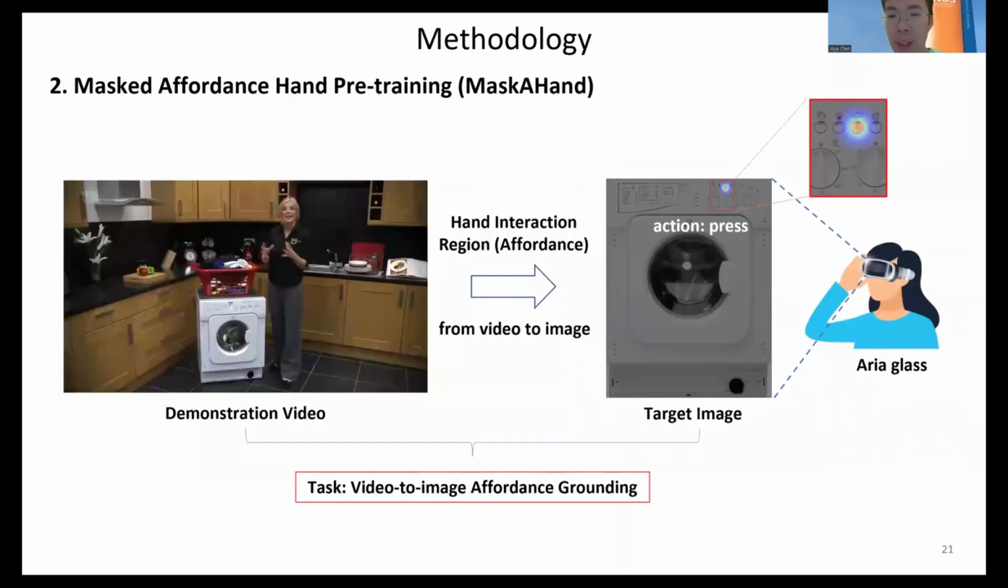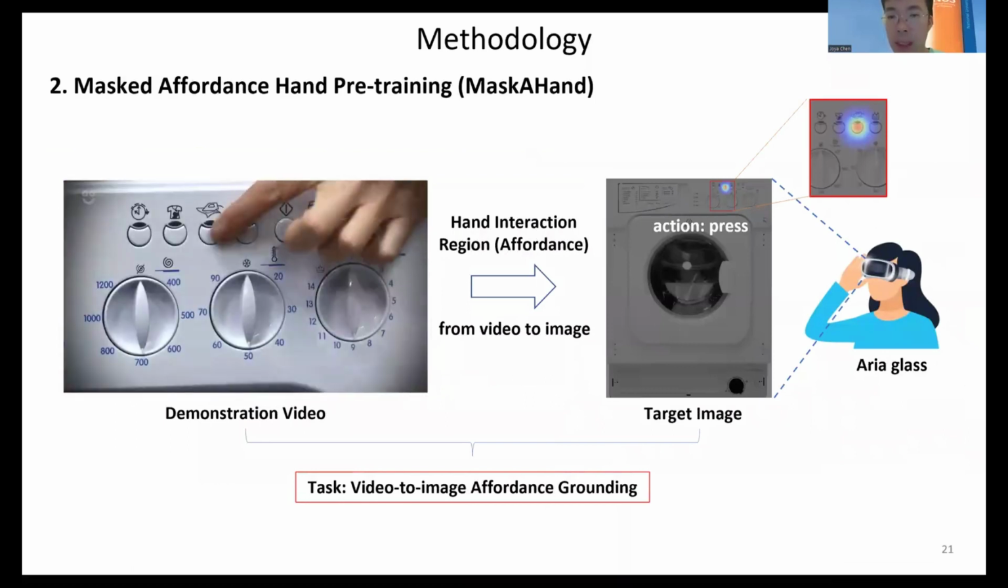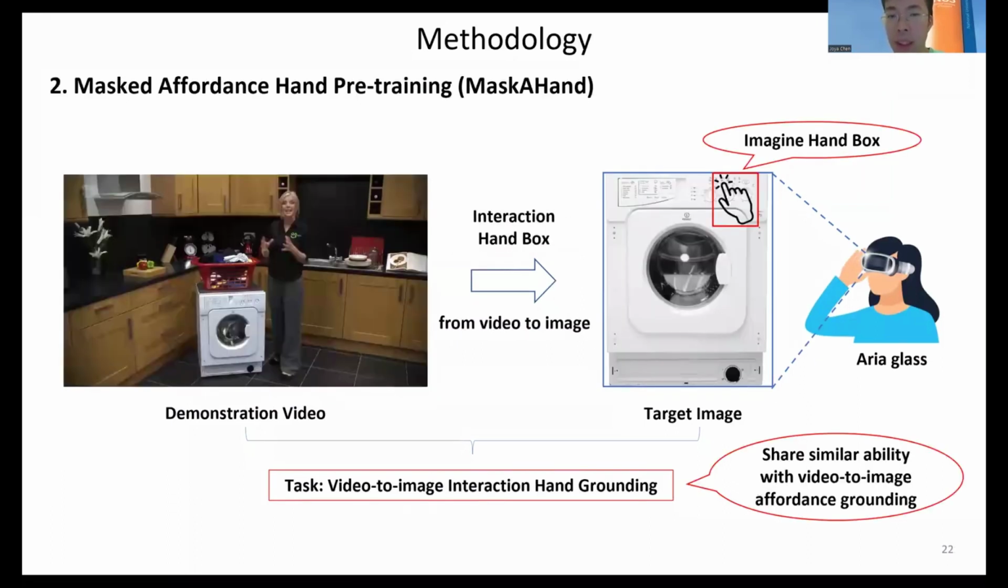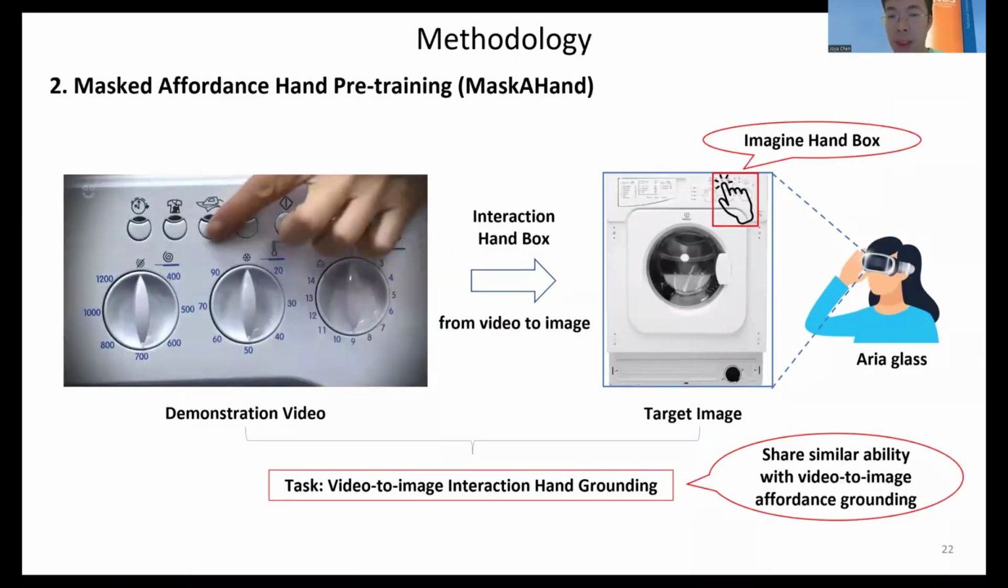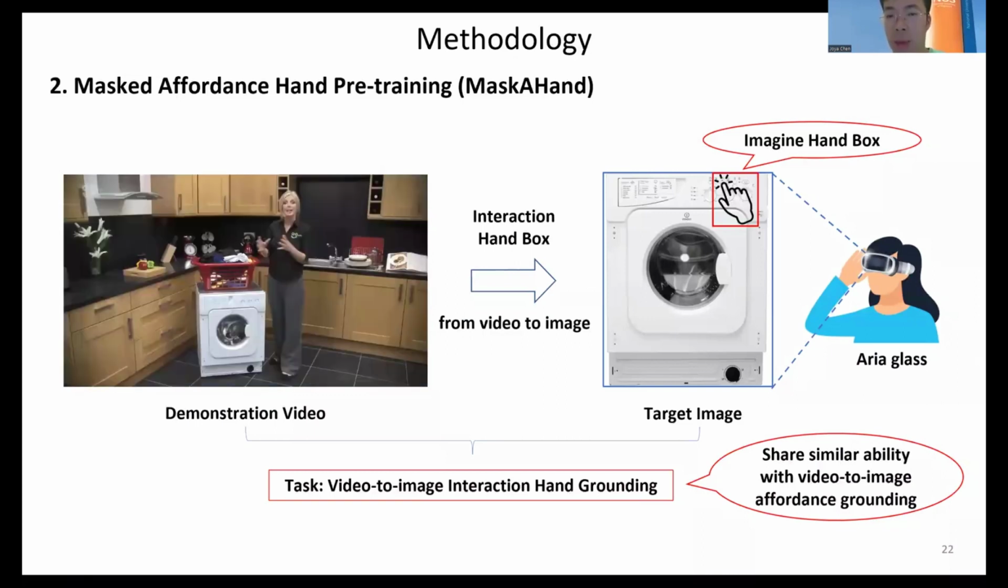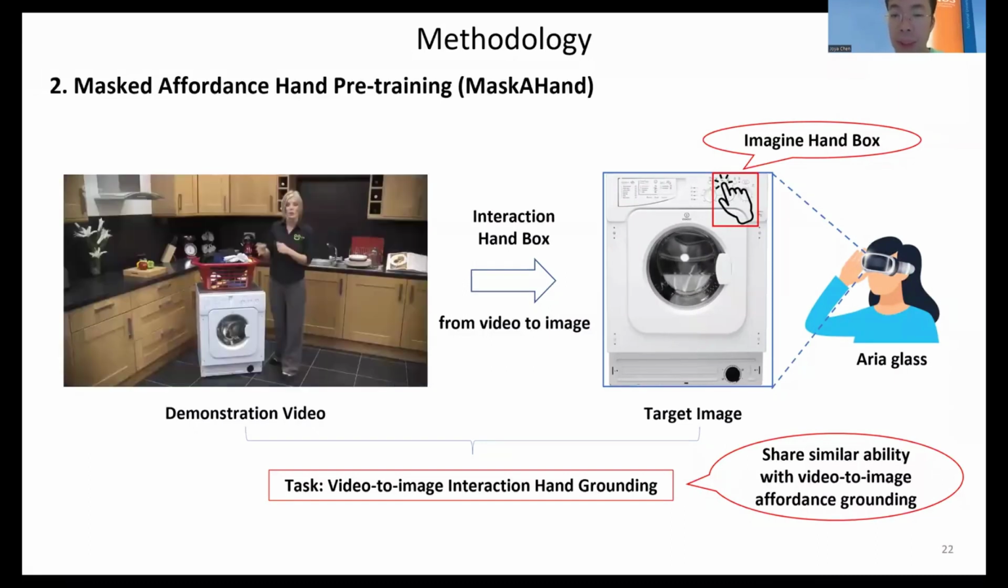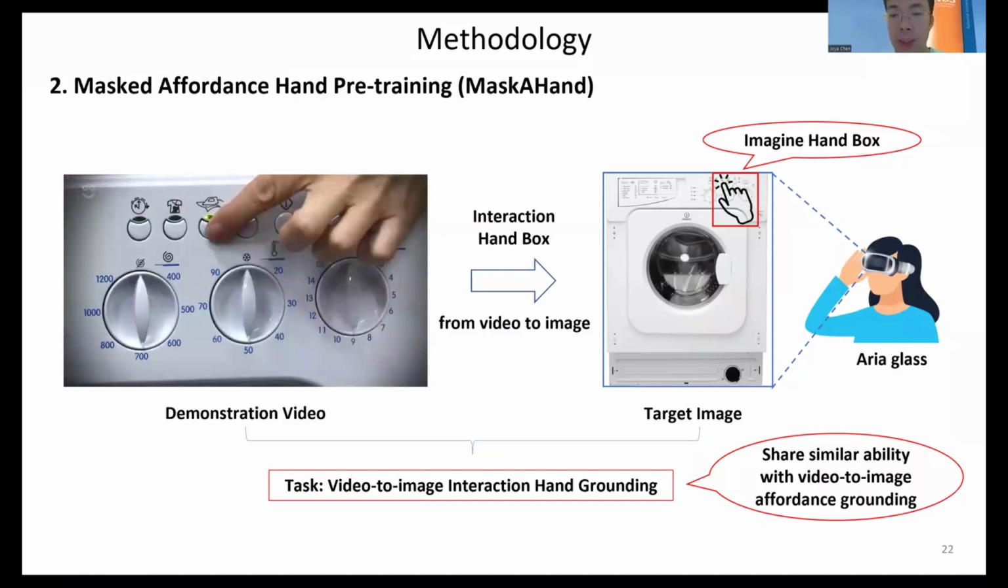And then we convert the affordance grounding to the hand grounding task. This is original video to image affordance grounding task, and it leads to predict the affordance on the target image. But in the converted task, it changed to predict the image hand box to operate the same region in the video. Since the affordance region is near the hand, this task shares the similar ability with the video to image affordance grounding, and more importantly, we can use the trained hand detector to generate data.